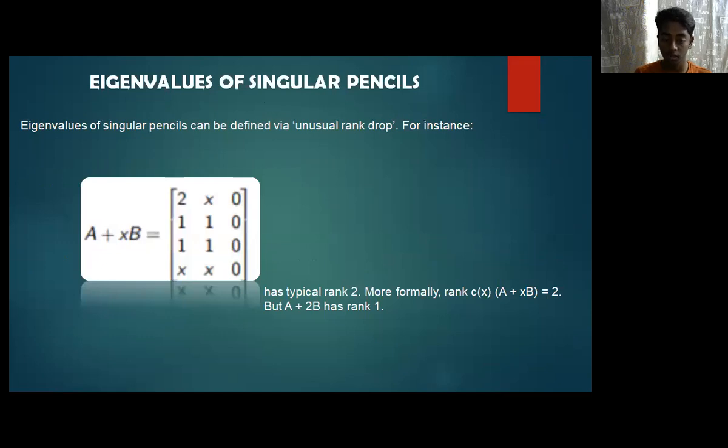Eigenvalues of singular pencils. Eigenvalues of singular pencils can be defined via unusual rank drop. For instance, this is the A plus xB form. This is the matrix of A plus xB, which has typical rank 2. Here we can see that this matrix has rank 2. More formally, the rank over C(x) of A plus xB is equal to 2, but if in place of x we place the number 2, then we get rank 1, which is called an unusual rank drop. From 2 to 1, it is known as unusual rank drop.